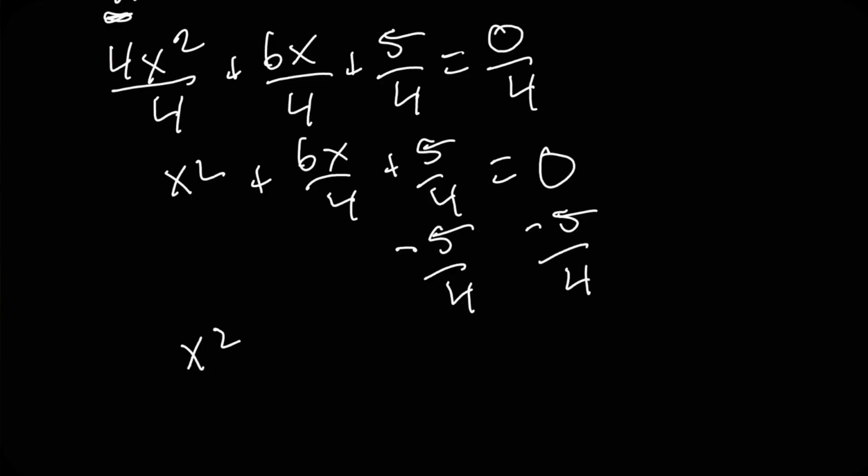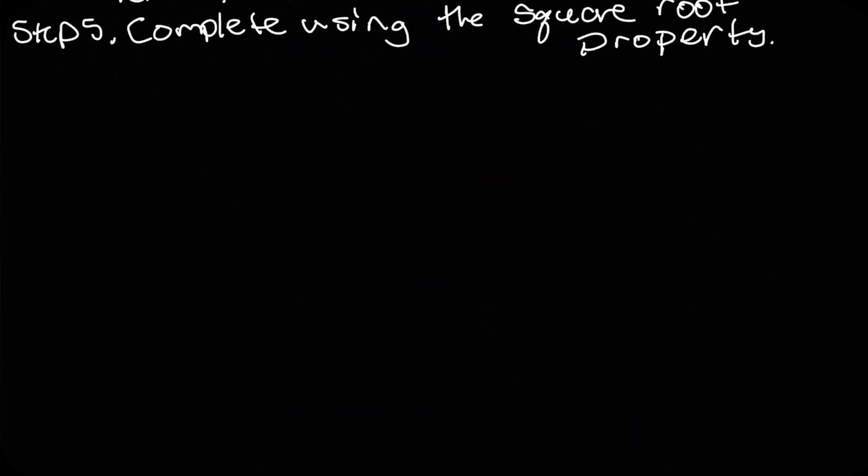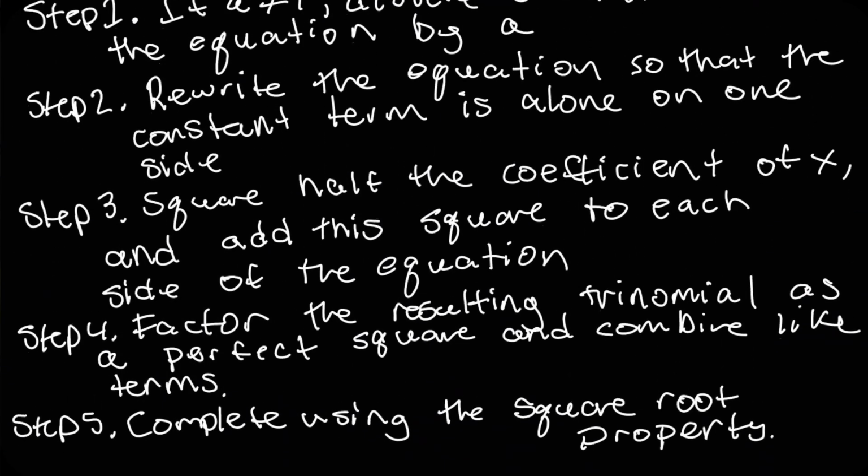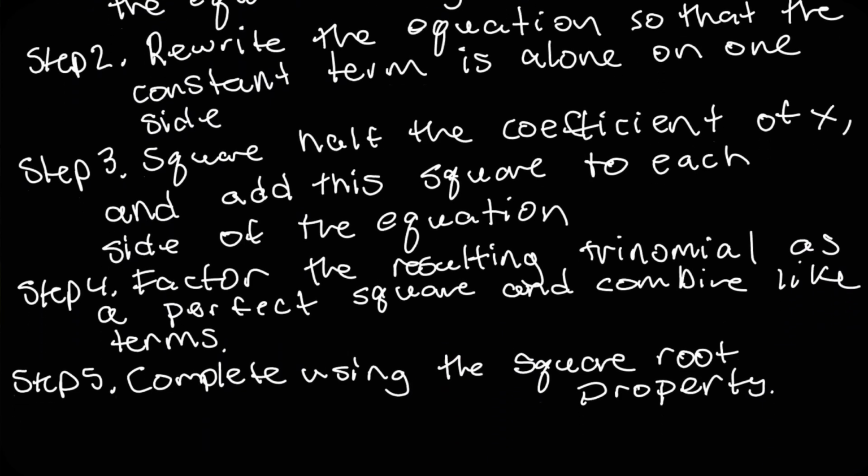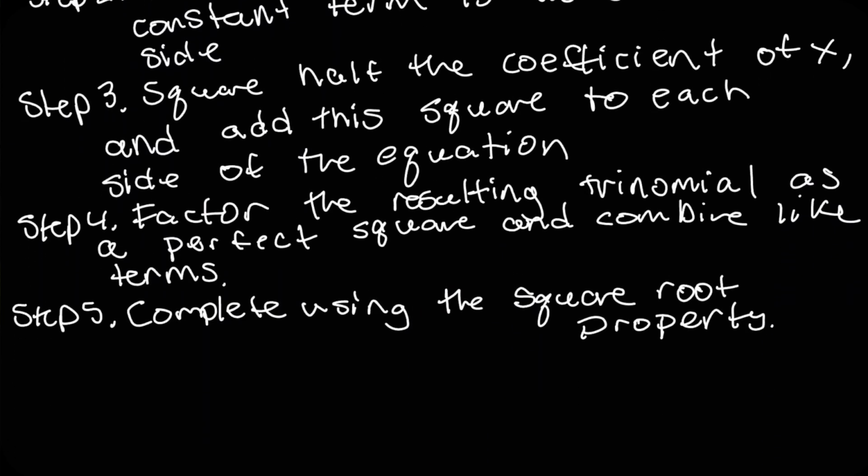So this will give us x squared plus 6x divided by 4 is equal to negative 5 fourths. Alright, so now what we can go ahead and do is move on to our next step. So we just moved our constant onto one side. Now we need to square half the coefficient of x and then add this to both sides of our equation.